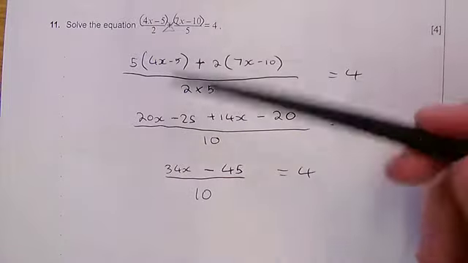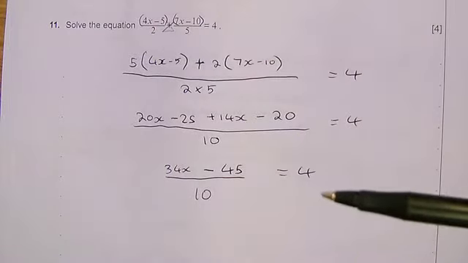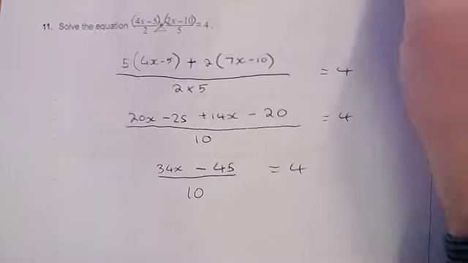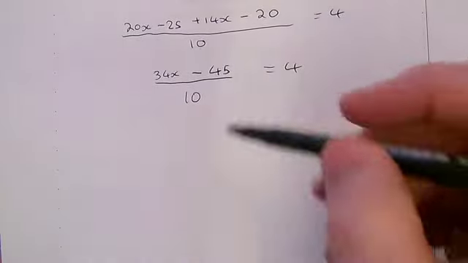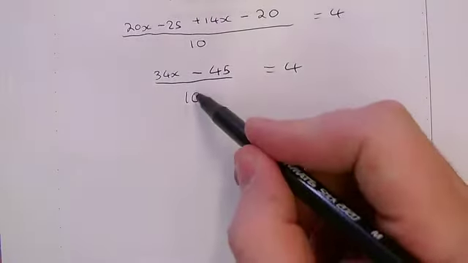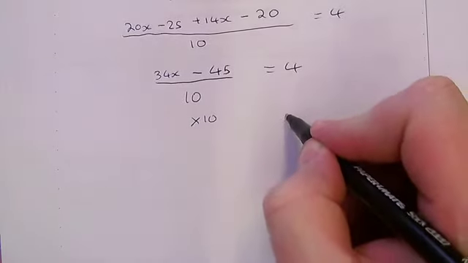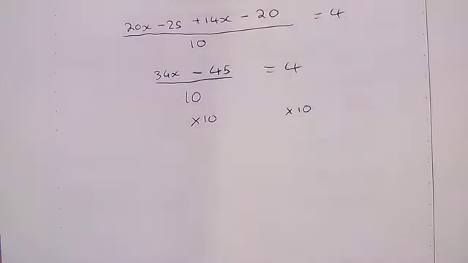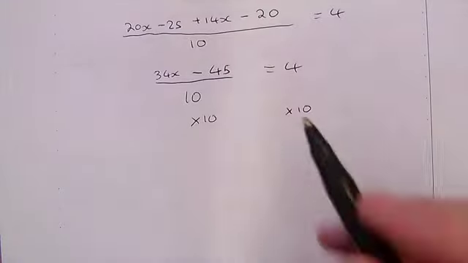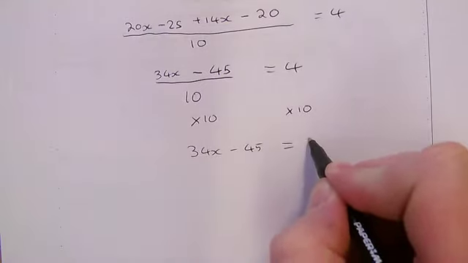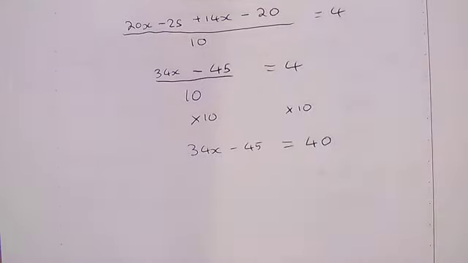So now what we've done, we've combined those two fractions into one. And what we do now is we just solve the equation. Okay? Just as we do every other equation. First of all, we want to make sure we got the x on its own. So this divided by 10 is blocking us from doing that. So we're going to multiply this whole side by 10. And balancing equations, multiply both sides by the same. So these will cancel out, leaving us this 34x minus 45 equals 4 times 10 is 40.